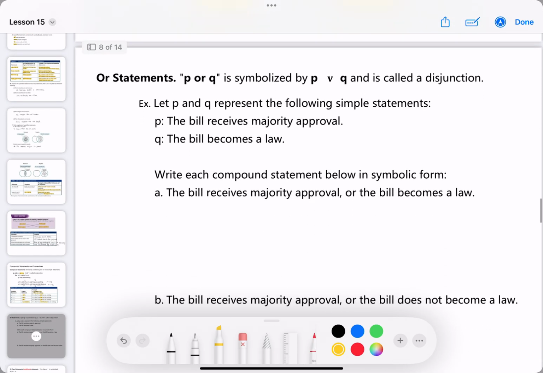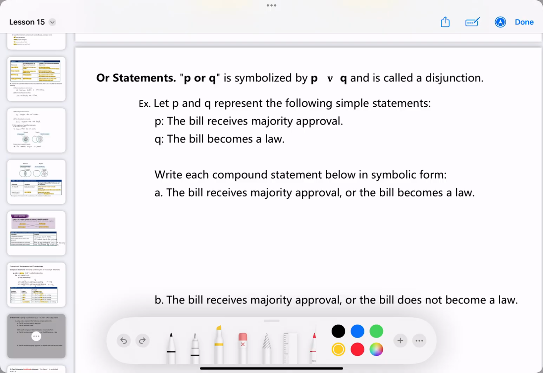Let's see, next part is the or statement, P or Q, symbolized by P or Q. It is called the disjunction. Let P and Q represent the following statements. P is the bill receives majority approval. The Q statement is the bill becomes a law. And write each compound statement below in symbolic form.